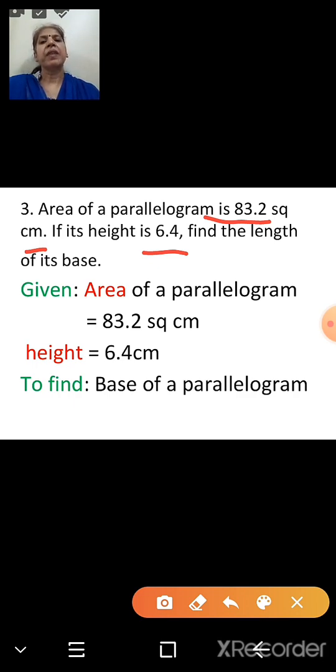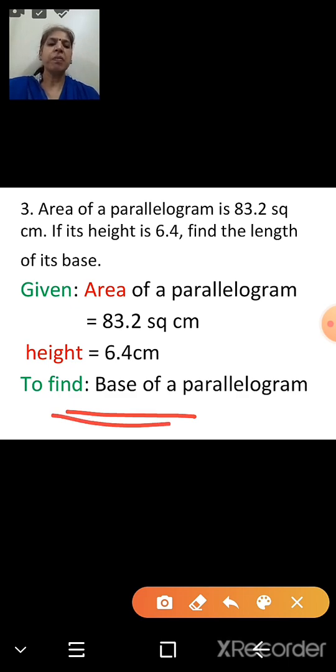So what we have to do? First write the given. What is given? Area of a parallelogram is 83.2 square centimeters, and its height is 6.4 centimeters. What we have to do is find the base of the parallelogram.